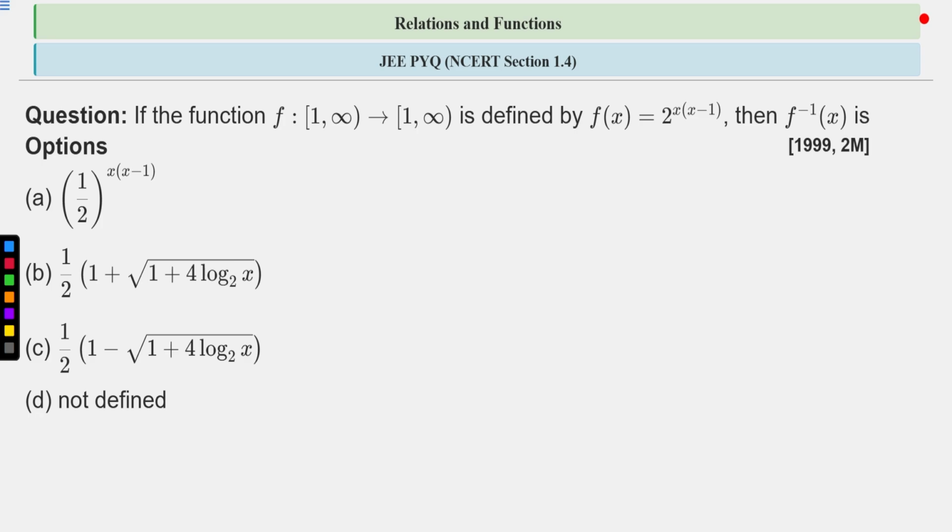to 1 to infinity, which is, here you can say, the domain is 1 to infinity and the codomain is 1 to infinity, and the function f is defined as f(x) = 2^(x(x-1)), then we basically have to find f inverse of x. And the options are: A, 1/2^(x(x-1)); B, 1/2 (1 + root over 1 + 4 log 2x); option C, 1/2 (1 - root over 1 + 4 log 2x); and option D, not defined. Clear?